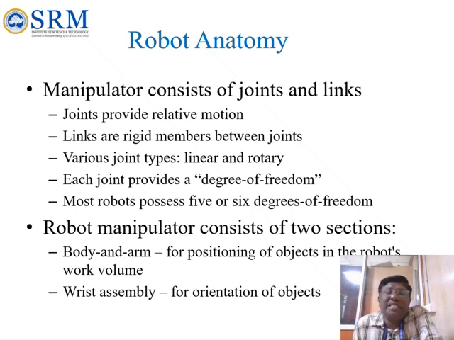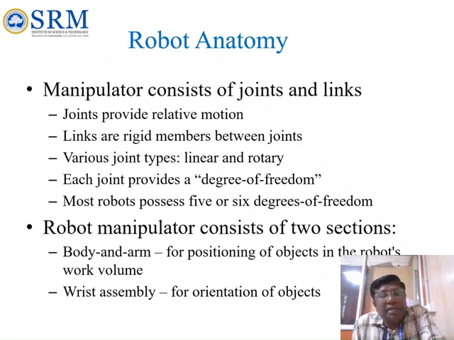Each joint provides degrees of freedom. So degrees of freedom is nothing but how much it can move. Okay. The robot possesses a fixed 5 or 6 degrees of freedom. So it can move in 6 different actions. So 6 different movements it can have, or 5 degrees of freedom. And the manipulator consists of two sections. One is the body and arm, positioning the object in the robot work volume. Okay. Or the wrist assembly, for the orientation of the object.